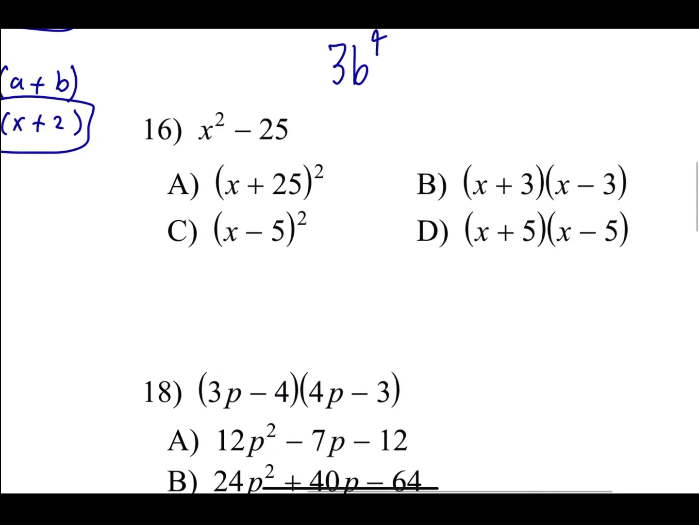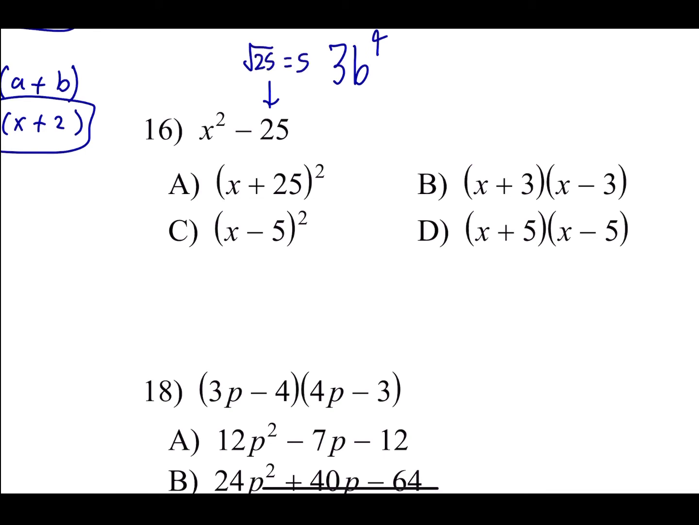So again, x squared minus 25. Do I recognize this? 25 is a perfect square. The square root of 25 is 5, because 5 times 5 is 25. So this, again, is a difference of two squares. You could do the cross method, negative multiplies to negative 25, adds to 0, or recognize right away.